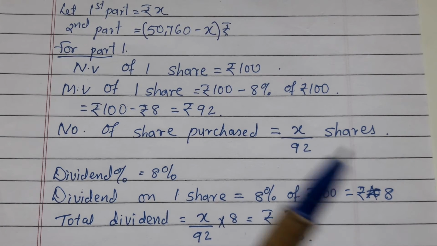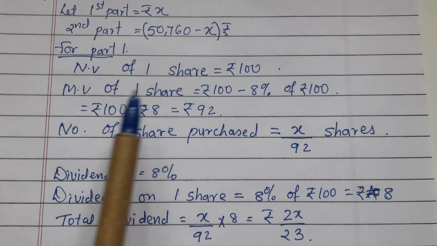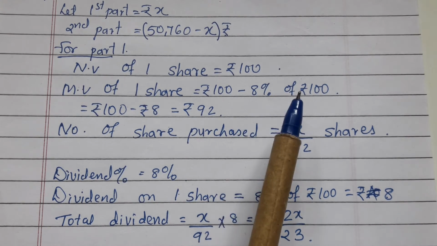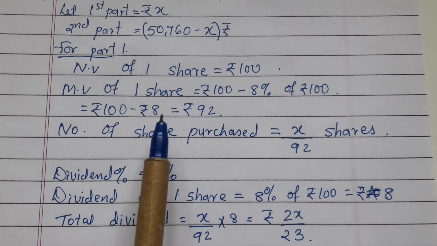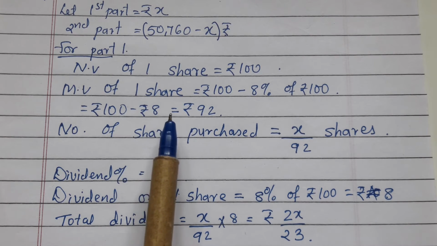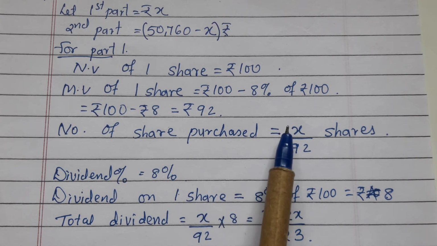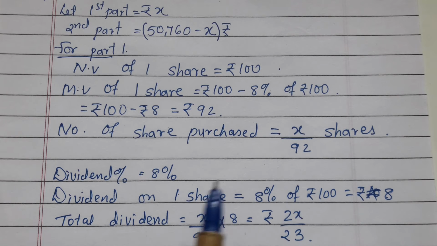For part 1, NV of 1 share is rupees 100. Market value of 1 share is at 8% discount. So 8% of rupees 100, that is 8 rupees. 100 minus 8 equals 92 rupees. Number of shares purchased is equal to X upon 92. Dividend 8%. So dividend on 1 share, 8% of rupees 100, is equal to rupees 8. Total dividend X upon 92 into 8, that is equal to rupees 2x upon 23.